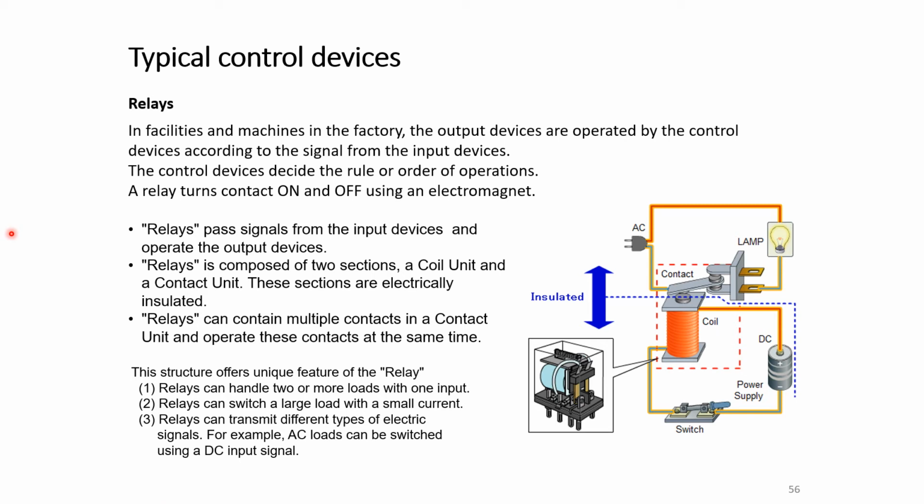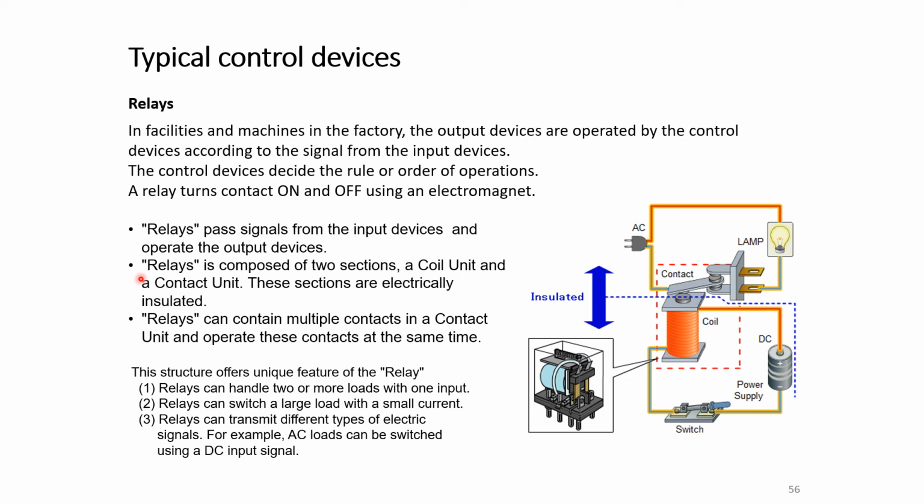Okay, I'm going to go through these bullet points and then explain the figure. Relays pass signals from the input devices and operate the output devices. So here we have an input device, which is this switch, and we have an output device, which is this lamp. So we want to pass the signal from the input to the output by the relay, but we want to indirectly control the output.